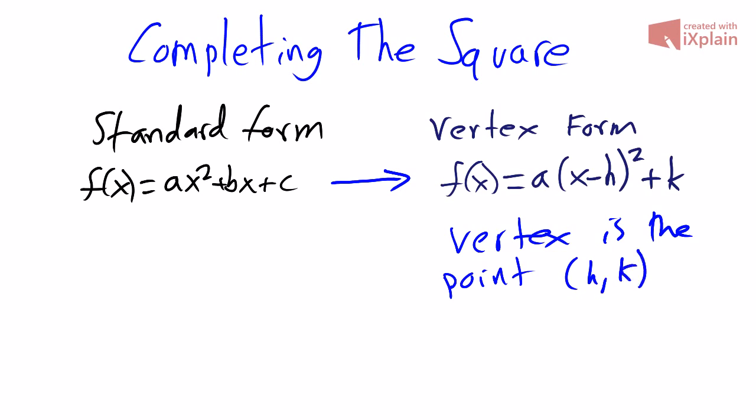So there you go. Once it's in this form, you can just read off the coordinates of the vertex. There's the x coordinate there, and here's the y coordinate there. So there's the x and the y of the vertex. Okay, so let's check out an example.